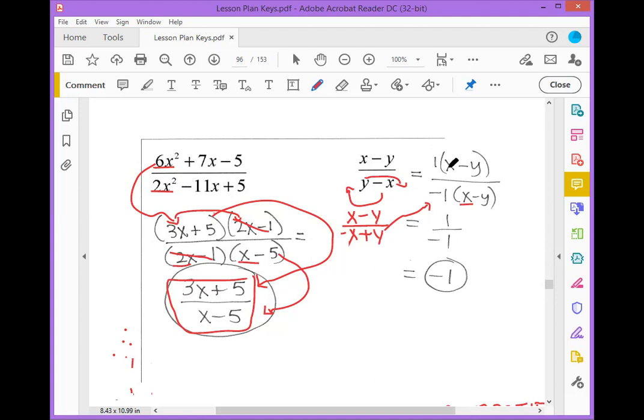Now we see our x terms are both positive, our y terms are both negative, so we can cancel that out. And what's left is 1 in the numerator. Remember, you don't put a 0 there, you replace that empty space with 1, and it's divided by negative 1. 1 divided by negative 1 gives us our answer, negative 1.